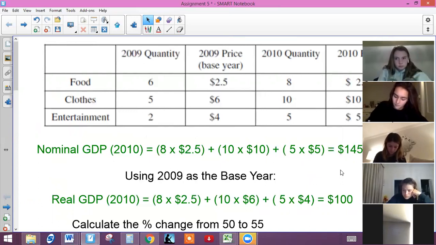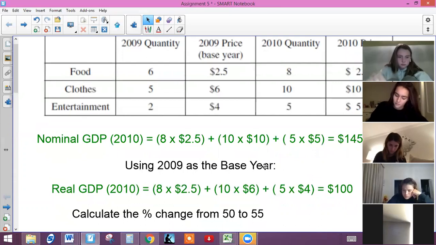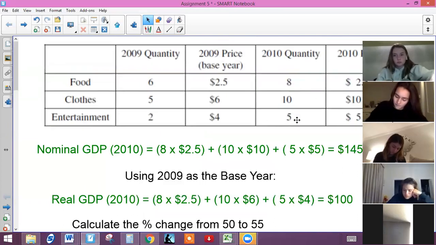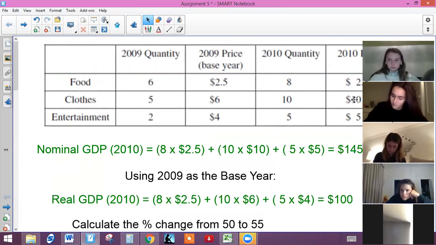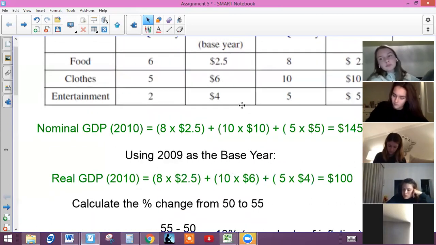Now, what we do for the real GDP using 2009 as the base year is we simply use the output for 2010 times the prices of the base year. So as you can see, the price for food didn't change at all, but we have a higher price in 2010 for clothes and entertainment. So we're going to use the lower base year price to get the real GDP, which is 100.